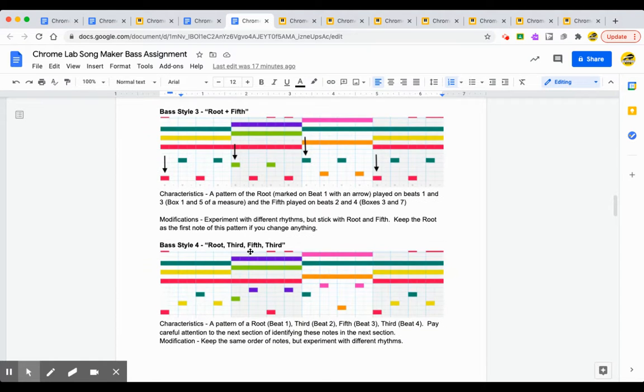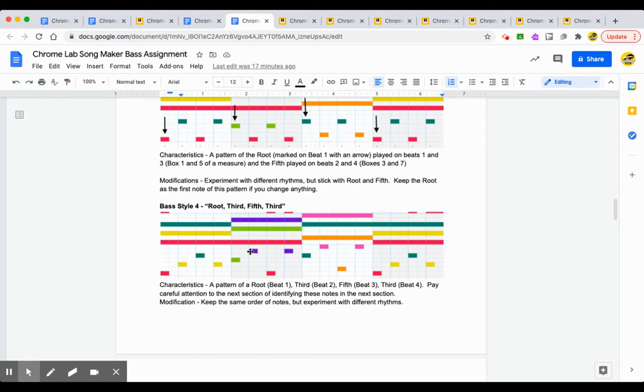Similar but a little bit different here is bass style number 4. And I call this root, third, fifth, third. And this is a pattern that starts with the root on beat 1, the third on beat 2, the fifth on beat 3, and the third on beat 4. Paying careful attention to the next section of identifying these different chord tones, because you want to make sure that you follow this pattern carefully to achieve this sound.